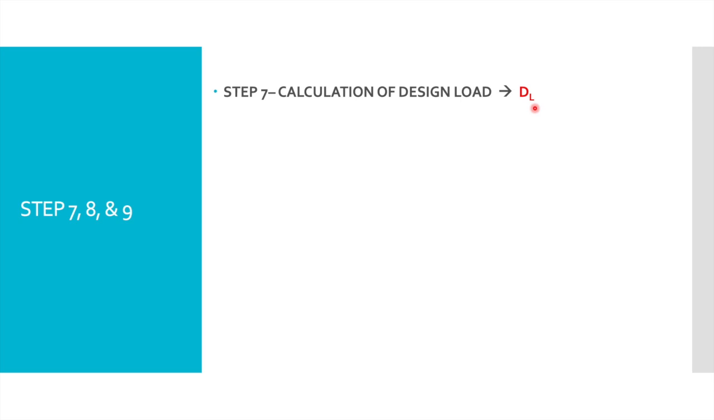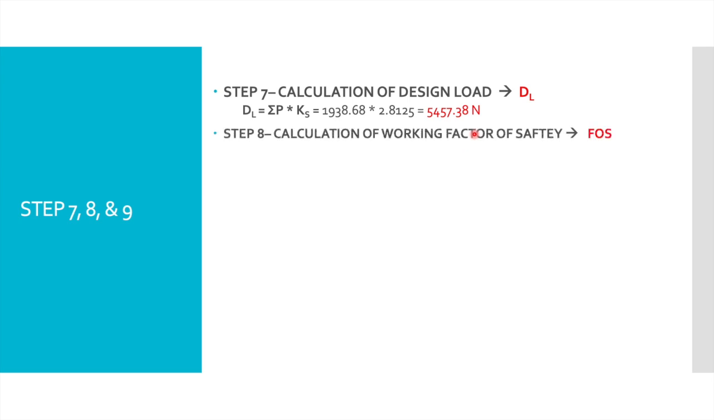Calculation of design load is sigma P into KS, where sigma P is the total load and KS is the service factor. We get the design load to be 5457 Newton.